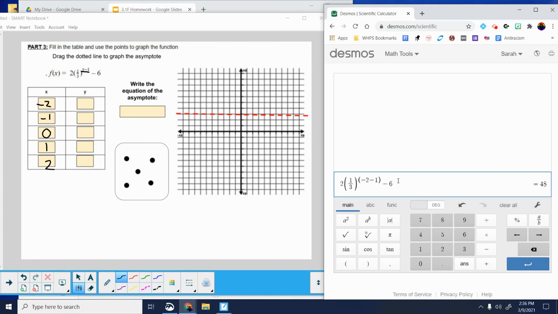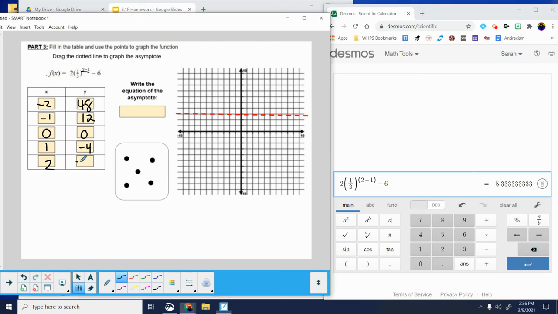So I'm going to plug in -2 for x, and I get 48. I'm going to plug in -1 for x, and I'm going to get 12. I'm going to plug in 0 for x, and I'm going to get 0. Plugging in 1 gets me -4, and plugging in 2 gives me -5.3. So my asymptote is my k value, which is -6. So my asymptote is at y equals -6.